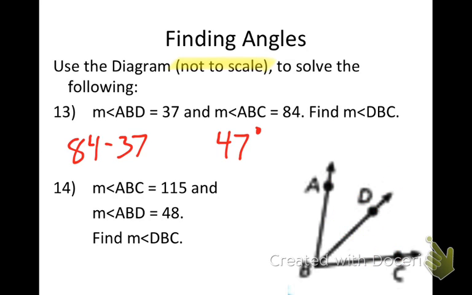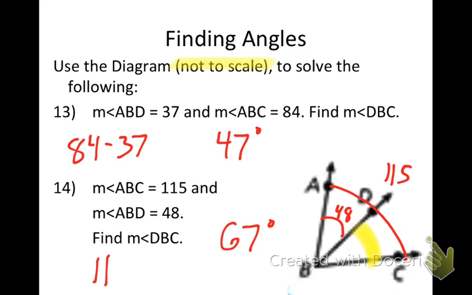Next one. It says the measure of angle ABC is 115. So the big angle is 115. ABD is 48. How would I find the measure of angle DBC? Beast, what do you say? 67. How'd you find that, sir? 115 minus 48. That is correct. Okay, so again, you can add or subtract to find missing angles.